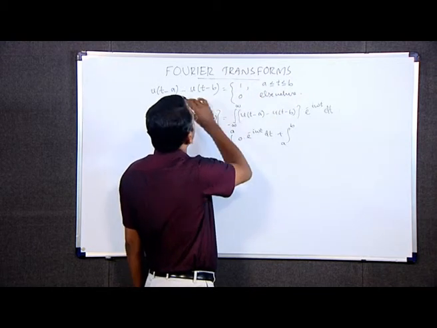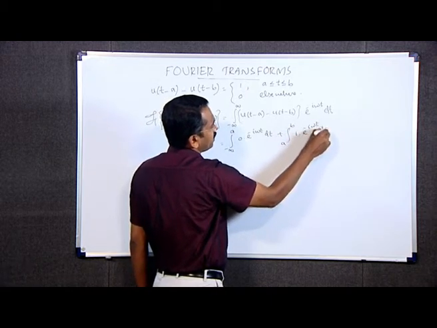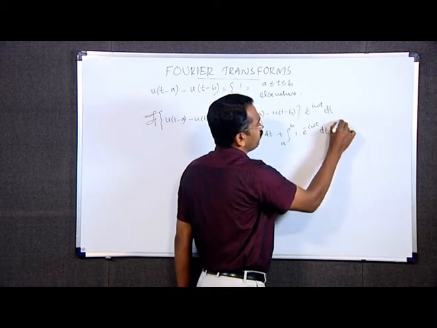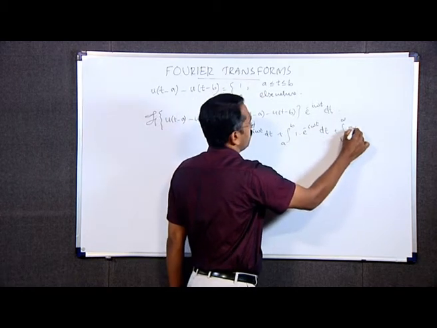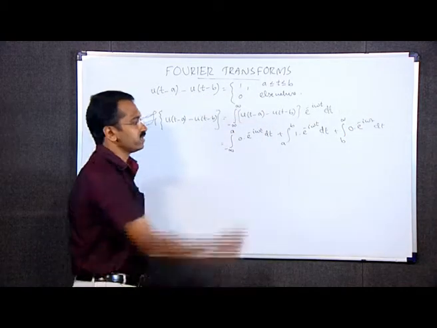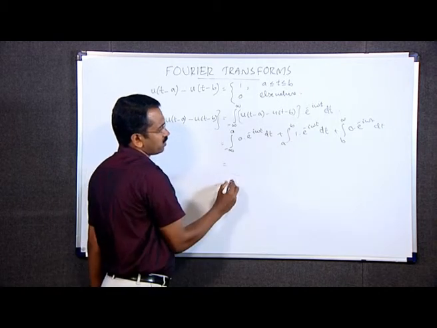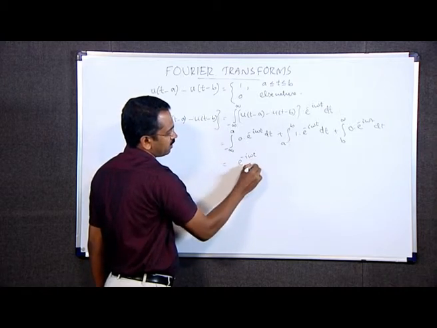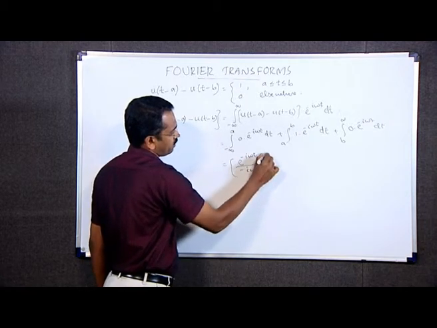In this case, this function is defined as 1 times e^(−iωt) dt, plus the integral from b to infinity. B to infinity means the function is defined as 0 times e^(−iωt) dt. The first and third integrals are 0, and for the middle one, on integration we get e^(−iωt) divided by −iω between the limits a and b.